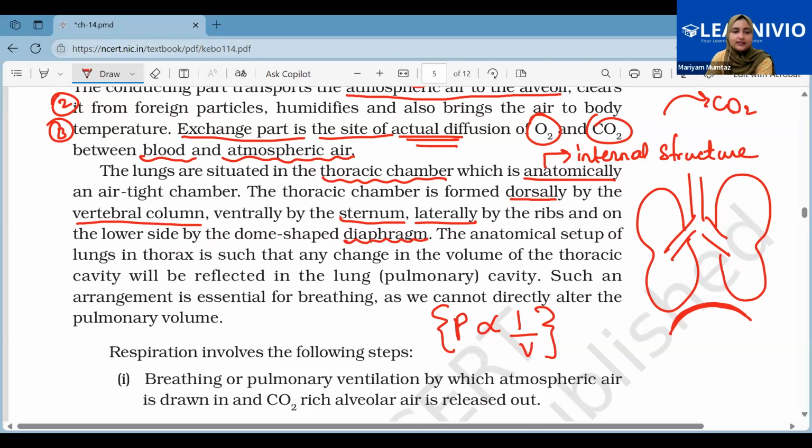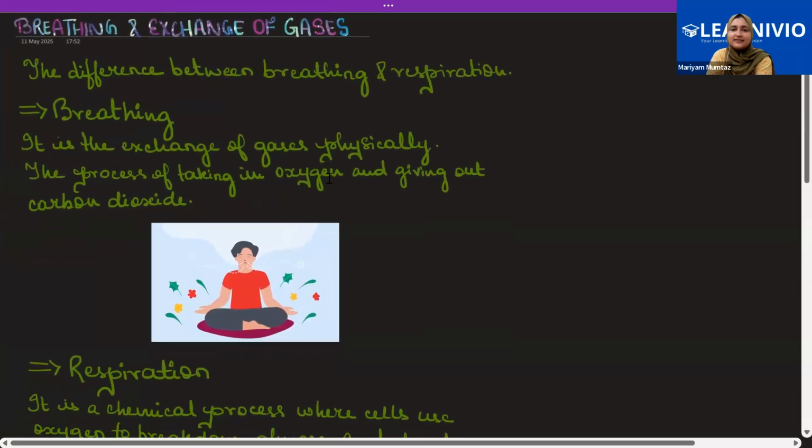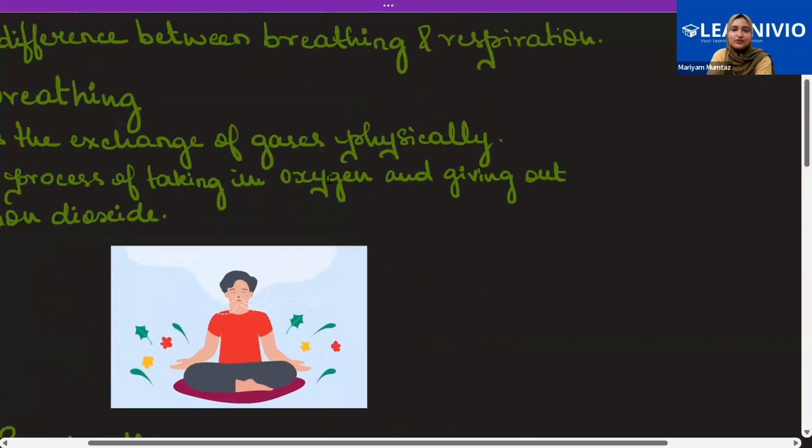Will the volume be in the lungs or the pressure will be in the lung? Both. See this. So I was designing very nice notes for you.